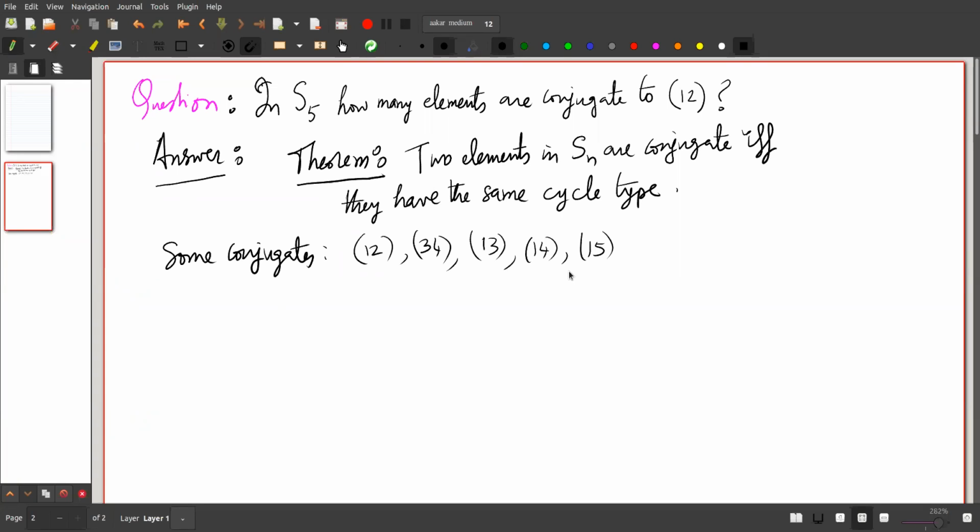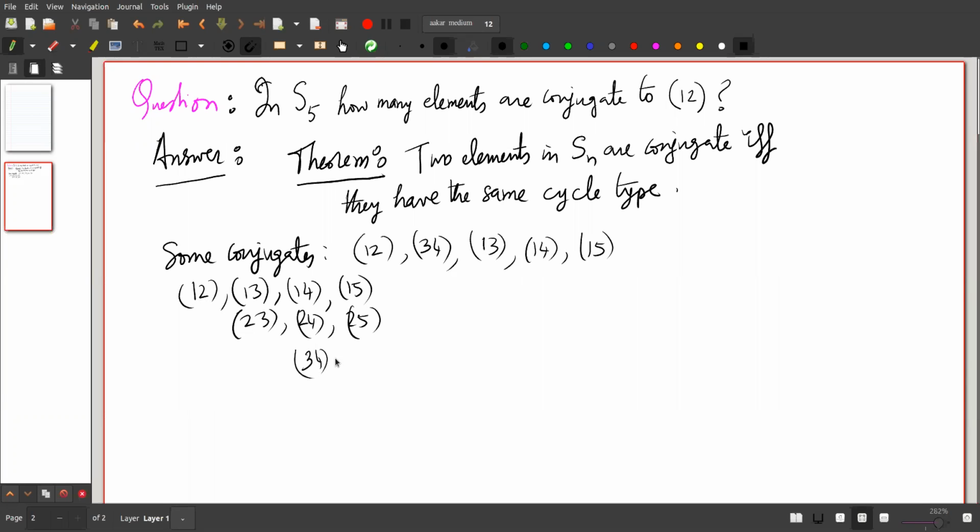So how many are there? In this case, maybe we can do it like this. First (1 2), (1 3), (1 4) up to (1 5). Right? And then (2 3), (2 4), (2 5). I don't count (2 1) because (2 1) is here, already counted. Then (3 4), (3 5), (4 5). That is 4 plus 3 plus 2 plus 1. So total is 10. Right? We can do it this way. But can we do it a little more cleverly?